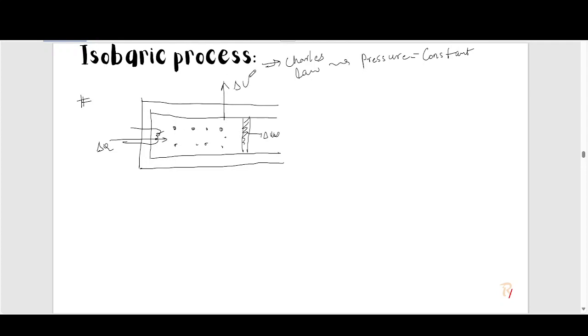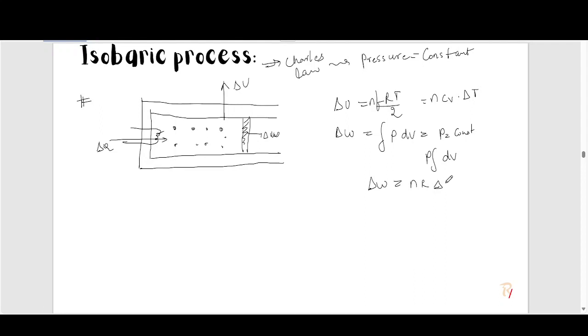Here we get del U. Therefore, del U equals n f RT by 2 equals nCV delta T. Del W equals the integral of P dV; since pressure is constant, we get P times del V. Therefore, del W equals nR delta T, since PV equals nRT and pressure is constant, so P del V equals nR delta T.